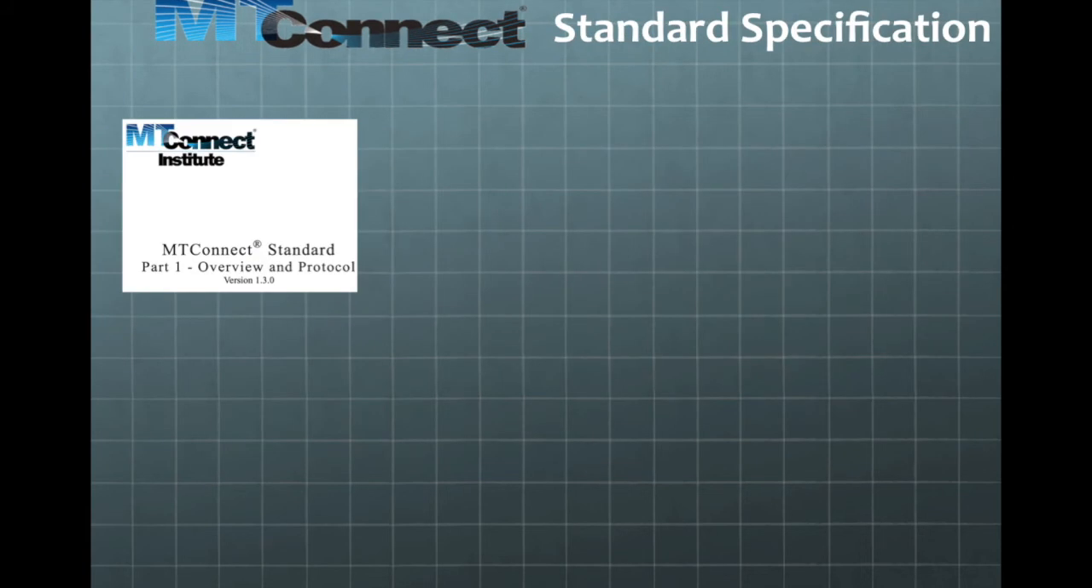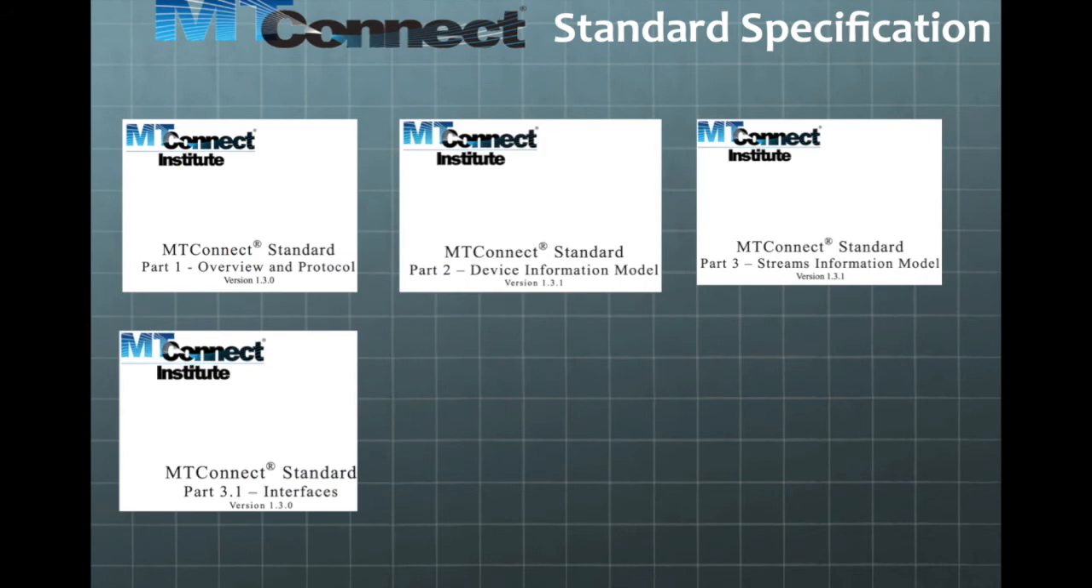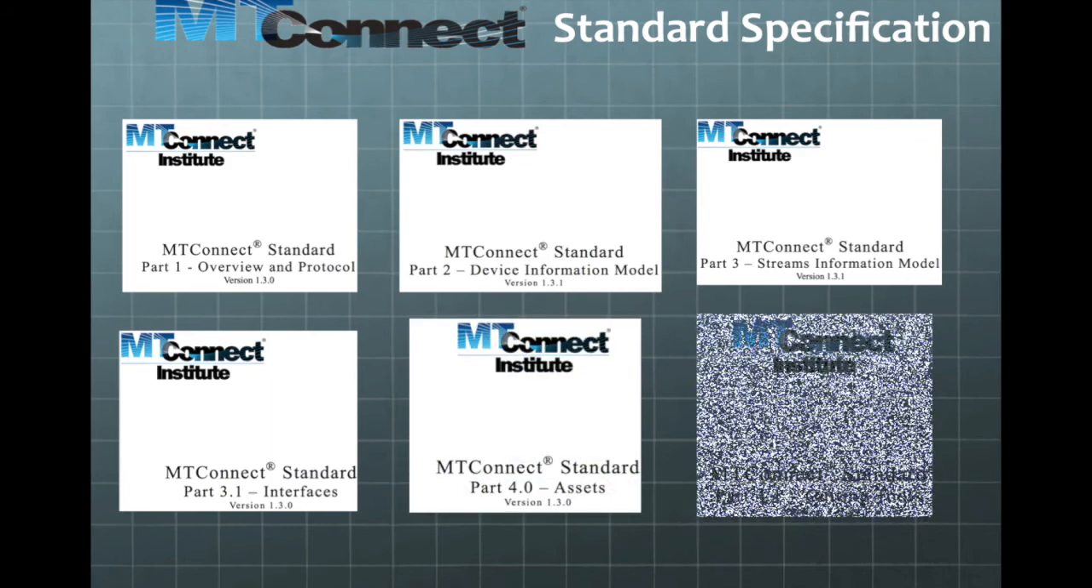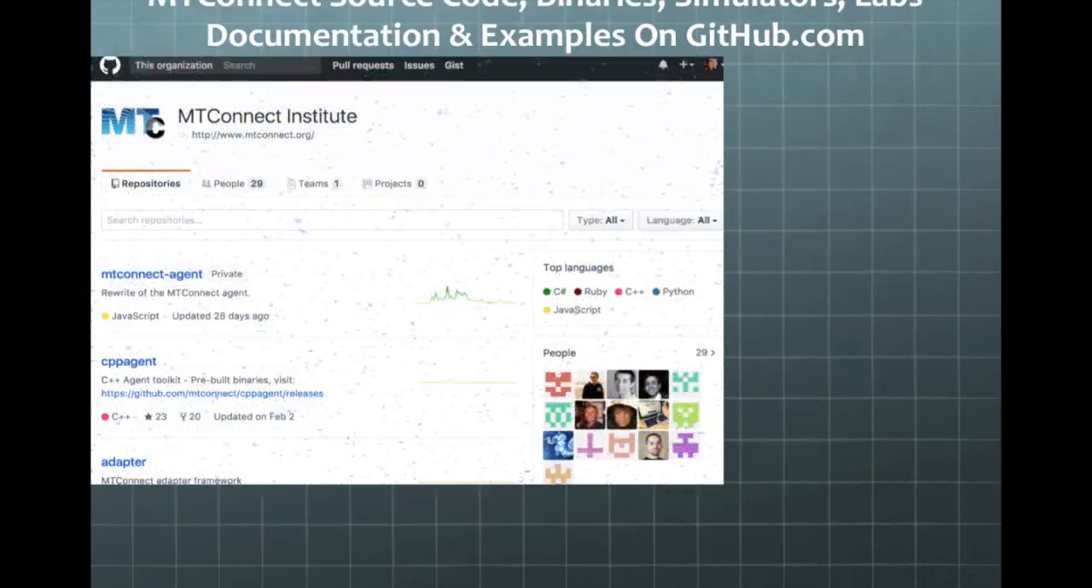The MTConnect standard is broken into 6 parts, and I'm just listing these parts here. Again, you can go out and download these specifications. This is showing the 1.3 version, 1.31 as well, depending on which part of the standard. So please download those. There is lots of information that's out at GitHub for the MTConnect Institute. And what I mean by that is there's source code that's out there. There's binaries. There's simulators to simulate a machine tool that's creating something. There are labs, lots of documentation and examples, just tons of information.